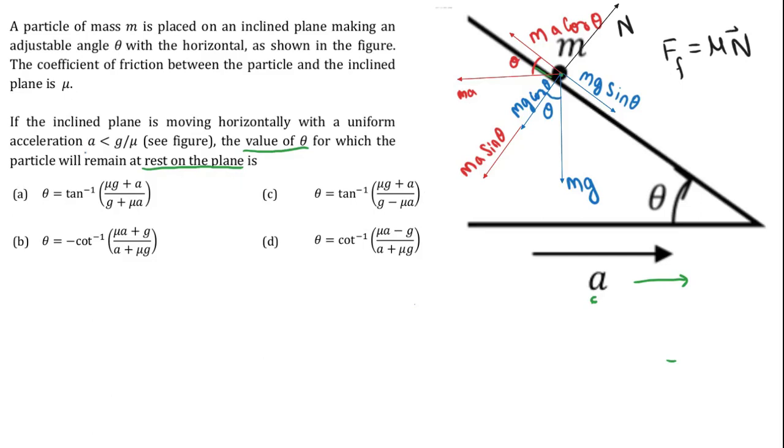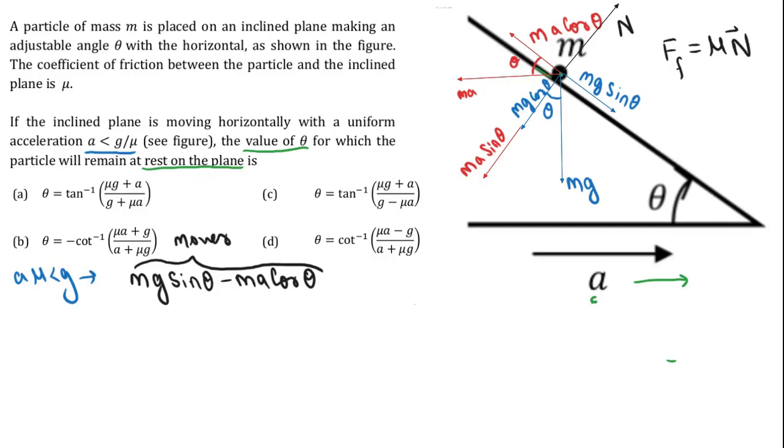But before that, we notice that a is less than g mu, which means a over mu is less than g. Now this tells us to consider the gravitational force as greater than the force due to acceleration on the plane. So we do mg sin theta minus ma cos theta. Since they are working in opposite directions, this difference is what makes the mass move. The mass moves because of this force, and we will have a counteracting force of friction, that is mu N, which makes the mass stop. So if these two forces are equal, then the body will not move at all.